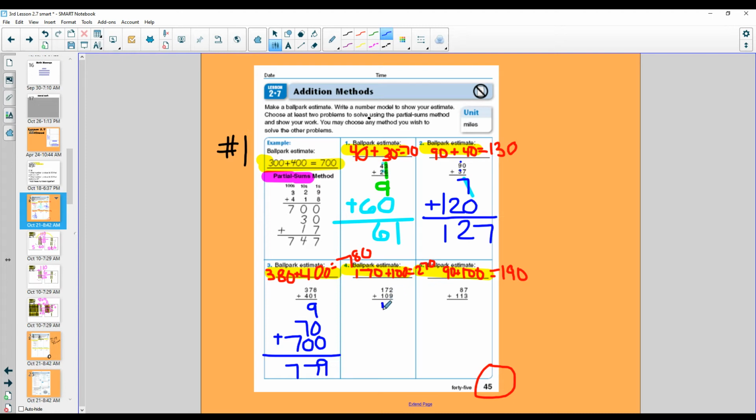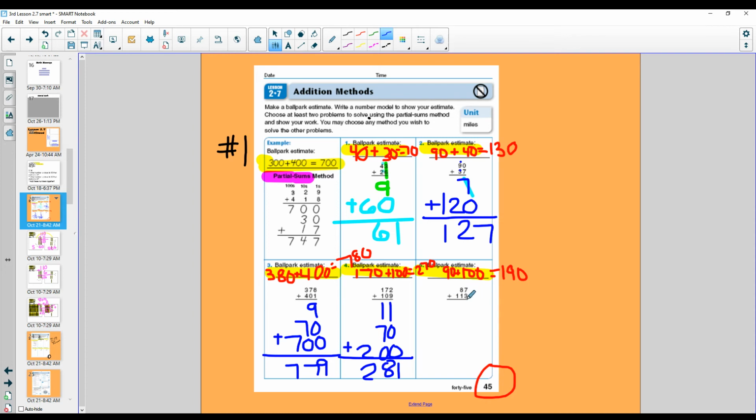Same thing here. Look what's going to happen here. 9, 10, 11. 70 plus nothing gives me 70. 100 plus 100 gives me 200. And then I put my two parts together. These make an 80 or an 8, and this makes 281.